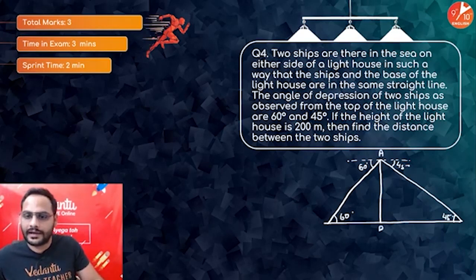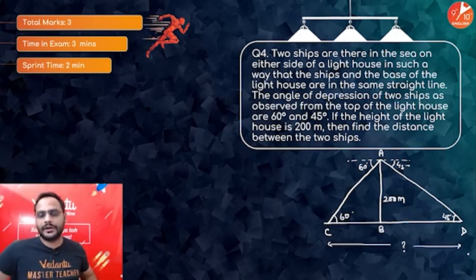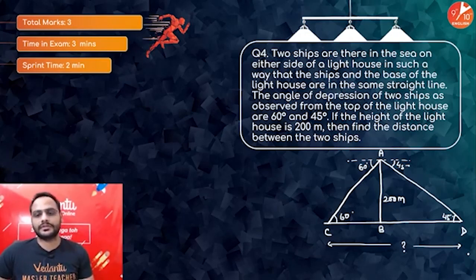Lighthouse height is given as 200 meters. We need to find out the length of the distance between the ships. CD, we need to find it out. That's what the question is saying. So the question can be either on the ships are on either side of the lighthouse or on the same side of the lighthouse. Any question it can be. So here they are on the different sides of the lighthouse.